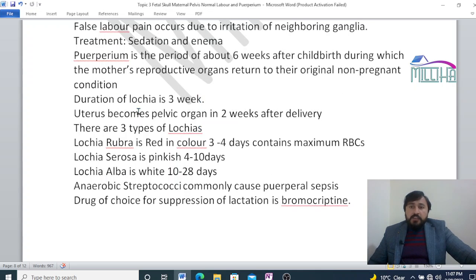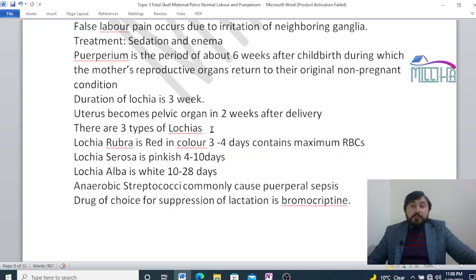Okay, duration of lochia. What is lochia? It is a liquid secreted after the childbirth for about 3 weeks or 1 month. The secretion occurs continuously. That secretion is called lochia. So duration of the lochia is 3 weeks.